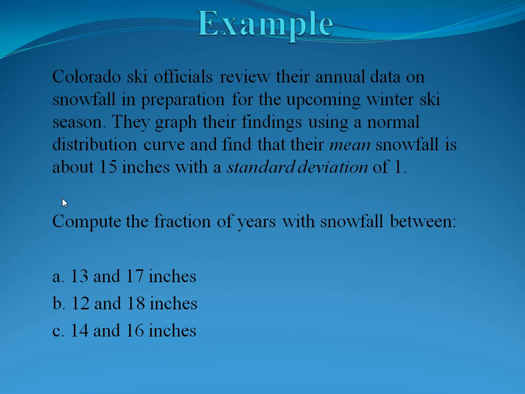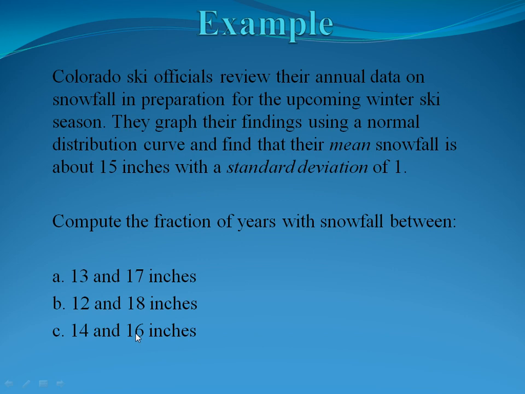Colorado ski officials review their annual data on snowfall in preparation for the upcoming winter ski season. They graph their findings using a normal distribution curve and find that their mean snowfall is 15 inches with a standard deviation of 1. We want to compute the fraction of years with snowfall between 13 and 17 inches, 12 and 18 inches, and 14 and 16 inches.